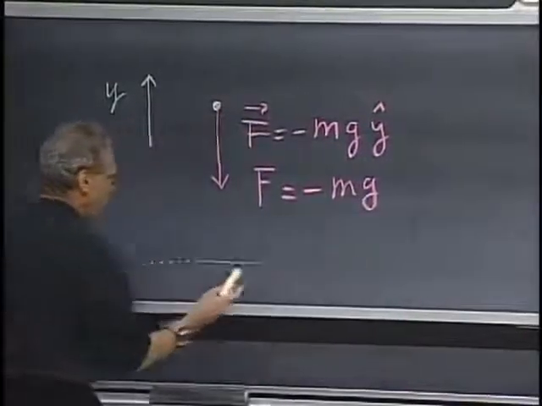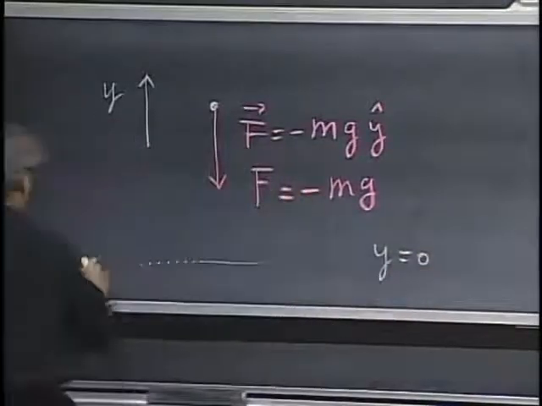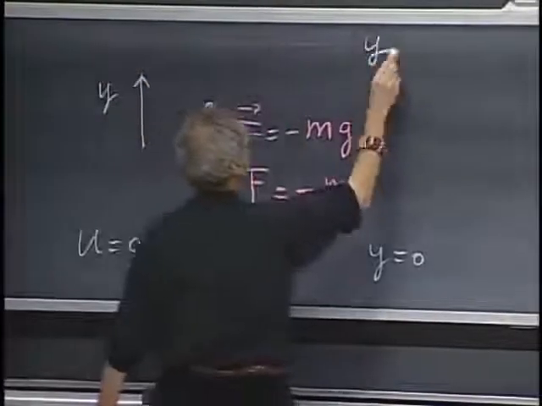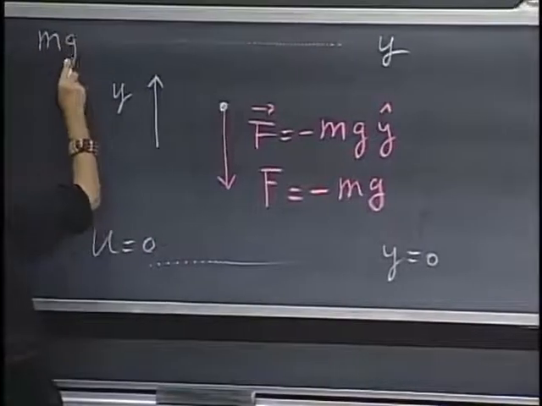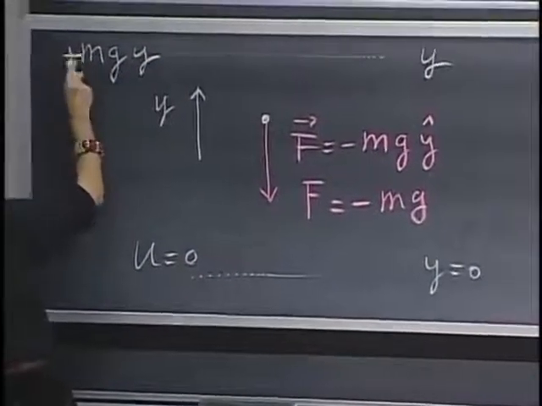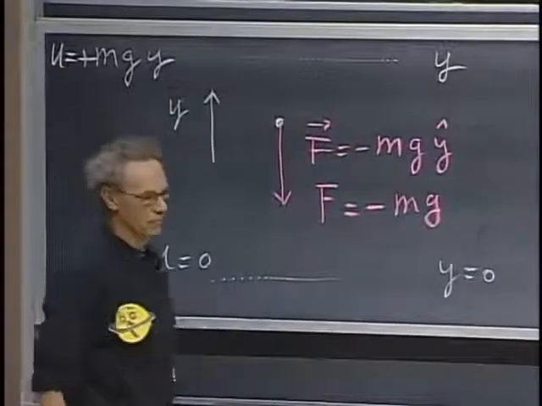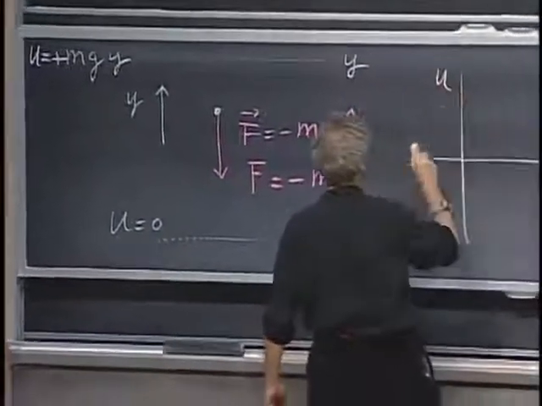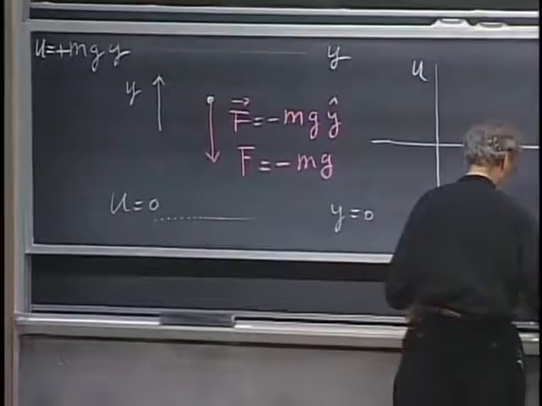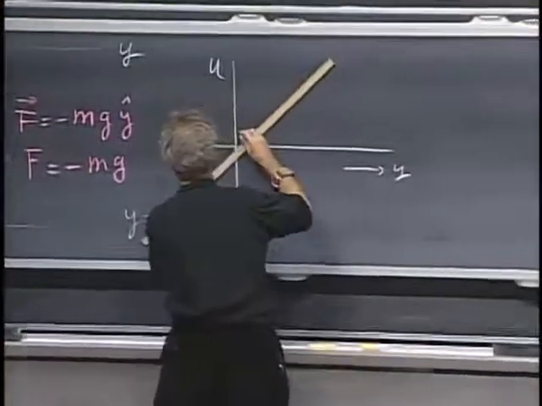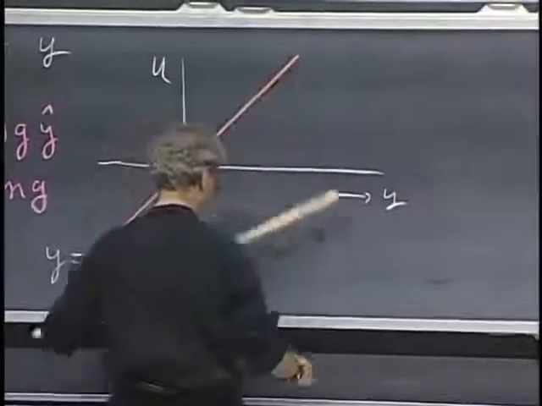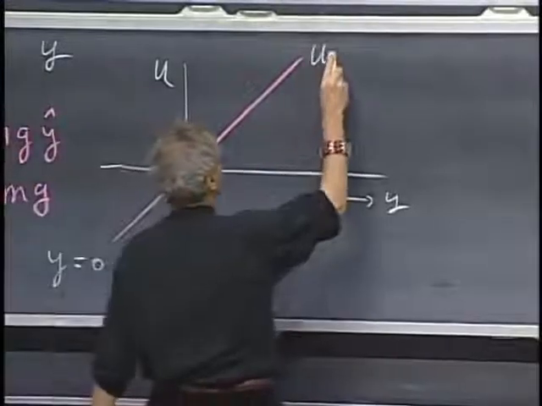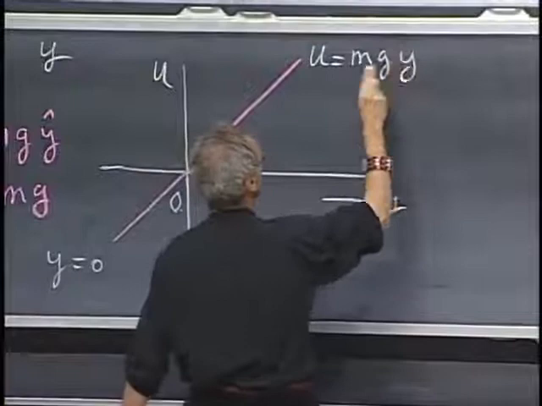If this level here is y equals 0, and I call this gravitational potential energy 0, and this is y, then the gravitational potential energy here equals plus mgy. This is U. So if I make a plot of the gravitational potential energy as a function of y, then I would get a straight line. This is 0. So U equals mgy, the plus sign.